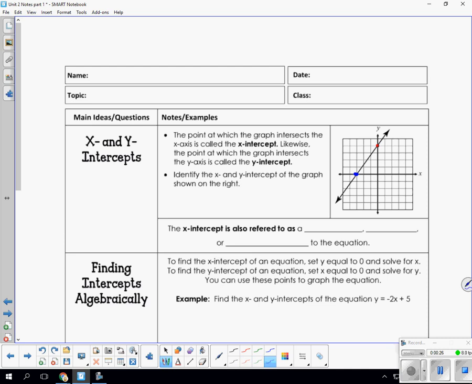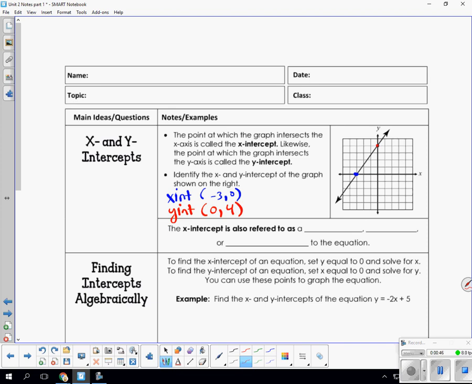My x-intercept is -3 and 0. My y-intercept is 0 and 4.